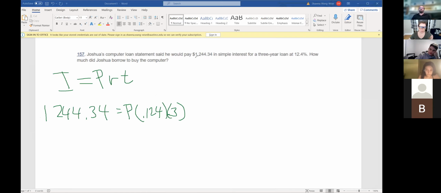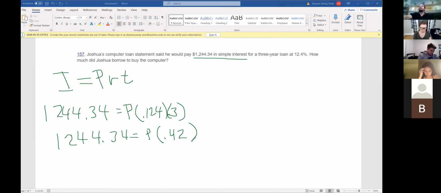So my question is this, oh, it is the simple interest. Okay, cool. We can solve it. I thought it said this was the whole amount he pays back. All right, so let's solve it then. Okay, and then I got 1244.34 equals P times 0.42. And then I divided both sides by 0.42. You got exactly 0.42 when you multiplied it? Let me see. Oh, I didn't get 0.42. Did I type it in wrong? Wait, did everybody get 0.42? Am I messing up? Oh, hold on. Did you mean 0.124?